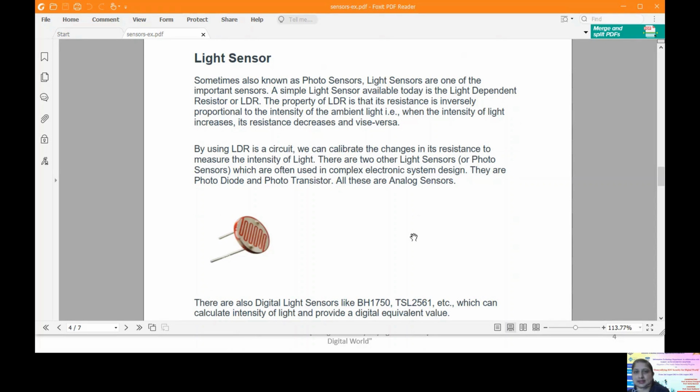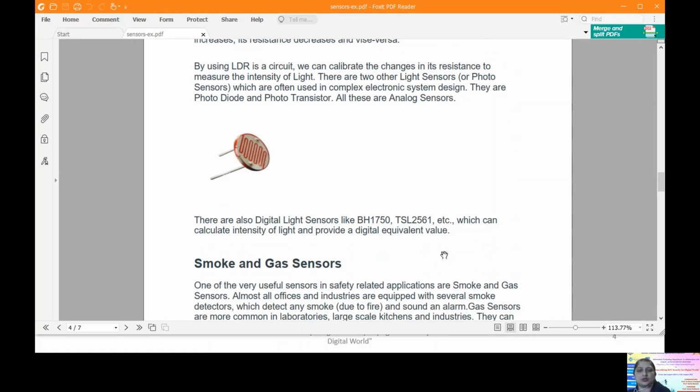There are two other light sensors, that is photosensors, which can be used in complex electronic system designing. They are the photodiode and the phototransistor. All these are analog types of sensors. Examples of digital light sensors are BH1750, TSL2561, etc., which calculate the intensity of light and provide a digital equivalent value. So for light sensors, there are two types, analog sensors and digital sensors.